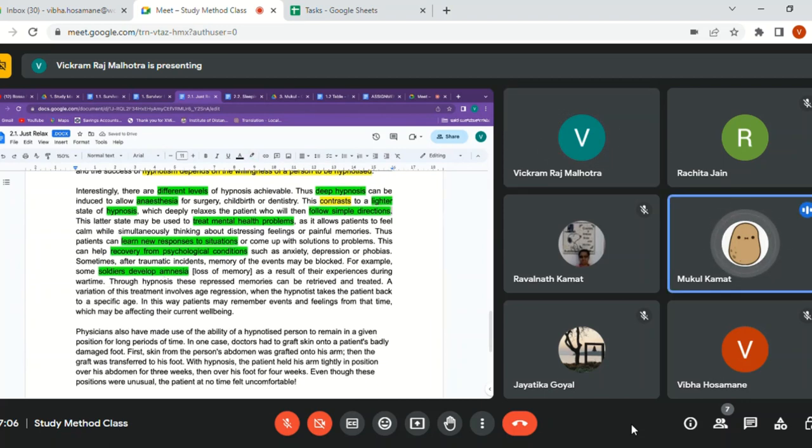Through hypnosis, these repressed memories can be retrieved and treated. Memories can be retrieved and treated as well. A variation of this treatment involves age regression, when the hypnotist takes the patient back to a specific age. In this way, patients may remember events and feelings from that time, which may be affecting their current well-being.